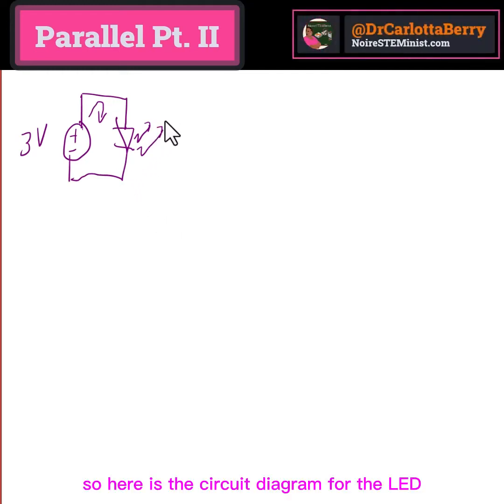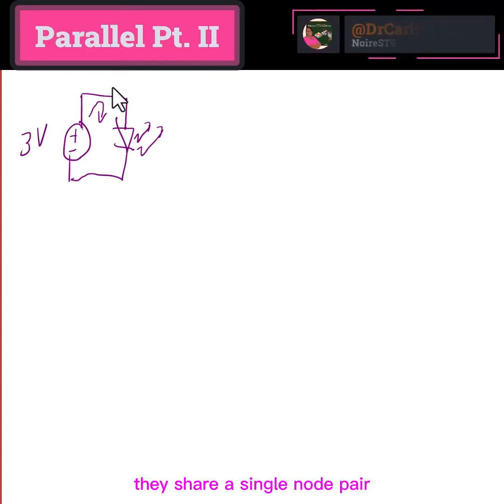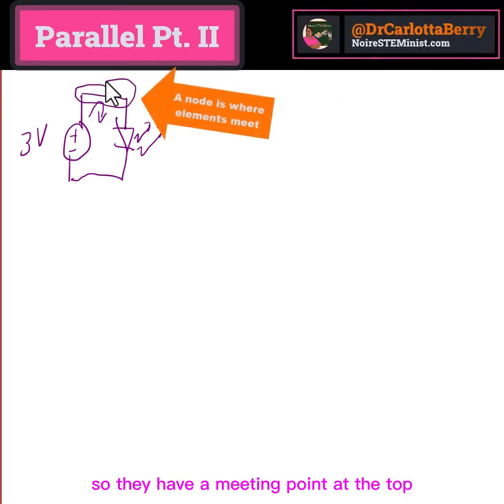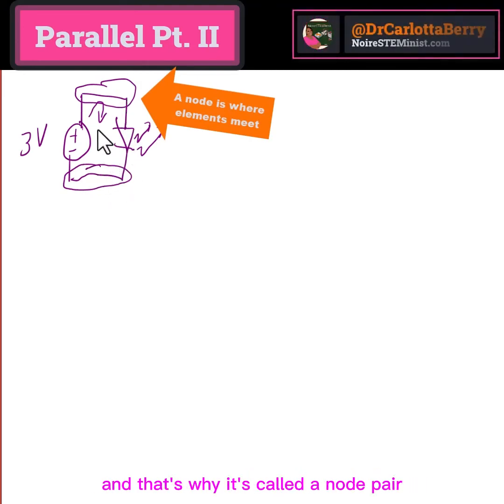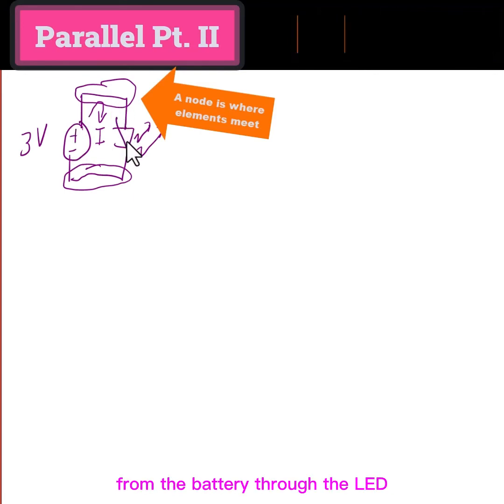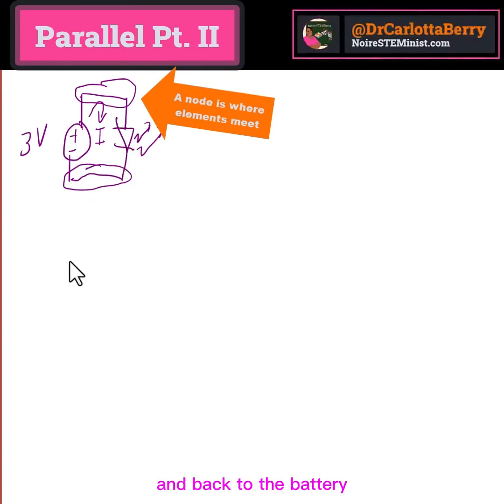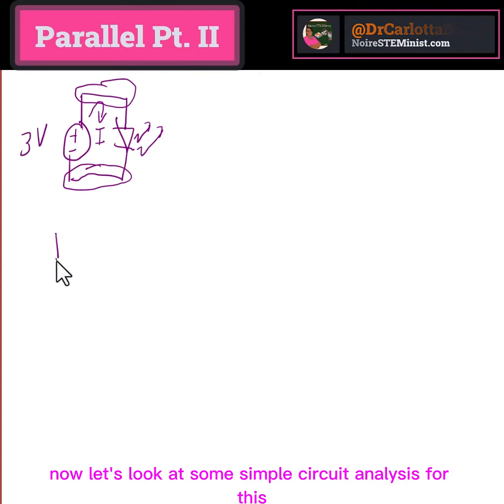So here's the circuit diagram for the LED and the battery in parallel. And like I said, they share a single node pair. So they have a meeting point at the top and they have a meeting point at the bottom. And that's why it's called a node pair. And the current would flow clockwise from the battery through the LED to turn it on and back to the battery. Now let's look at some simple circuit analysis for this.